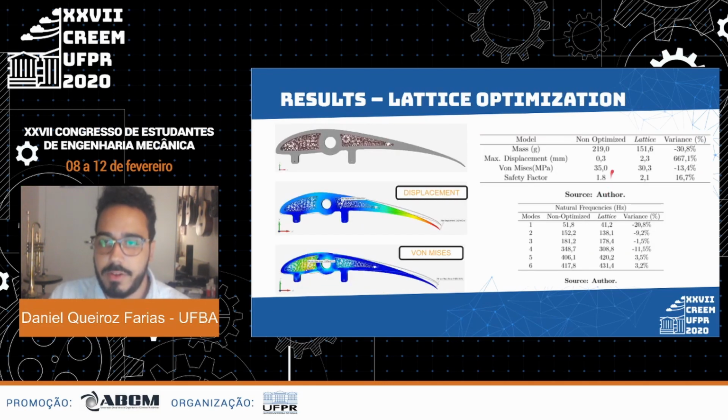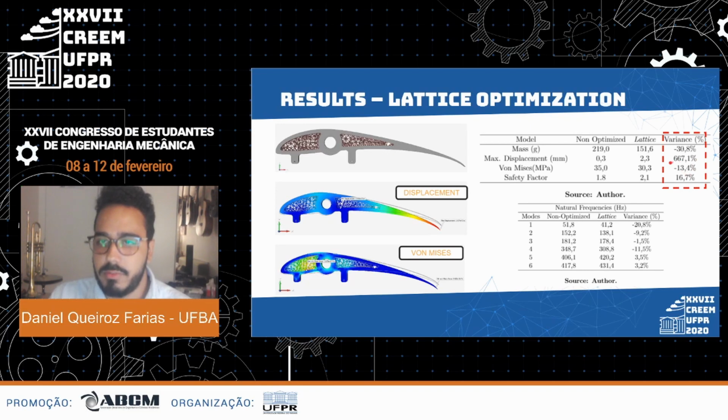The third and final design was the lattice optimization, where the software positioned and dimensioned the lattice trusses across the design space. It's interesting to notice that there was a decrease of the mass once again, but this time of 31%, and a maximum displacement increase of almost 670%. However, this value was once again not considered, for the same reason as the previous one.